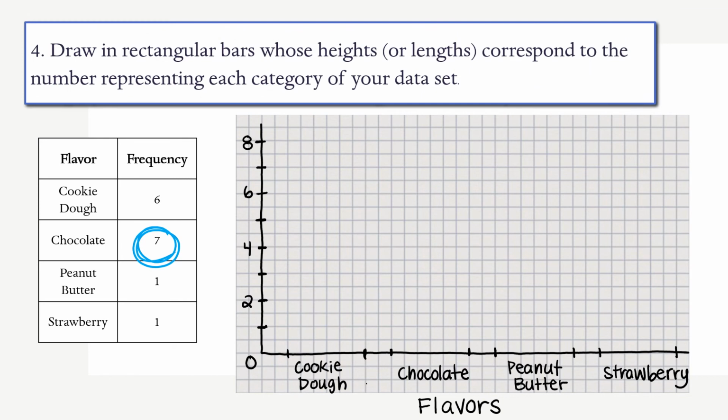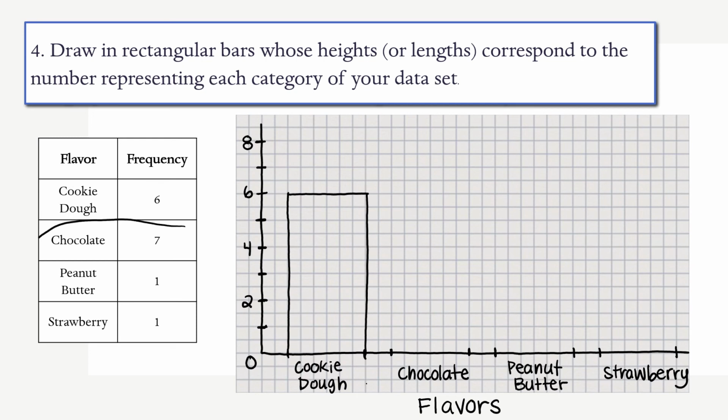Now, we want to draw in rectangular bars whose heights, since we have a vertical bar graph, length if we had had a horizontal one, correspond to the number representing each category in the data set. So let's start by looking at cookie dough. There were 6 orders of cookie dough. So we want to make sure that our vertical bar goes up to 6. So that we have 6 orders represented by the height of this bar.